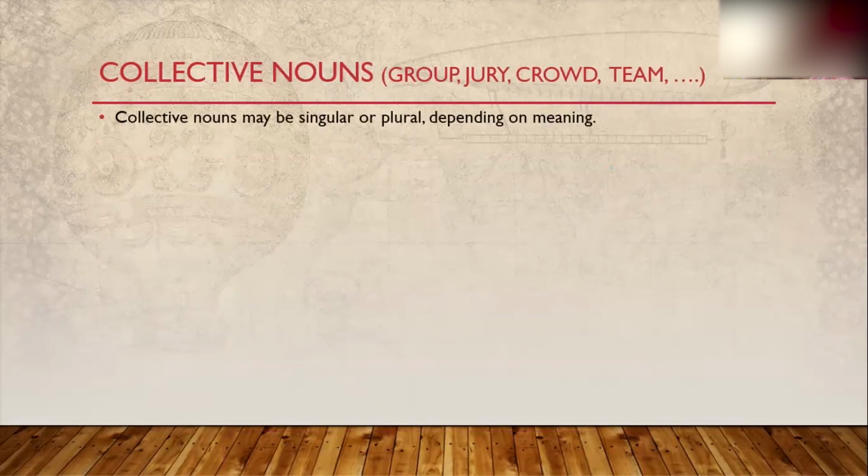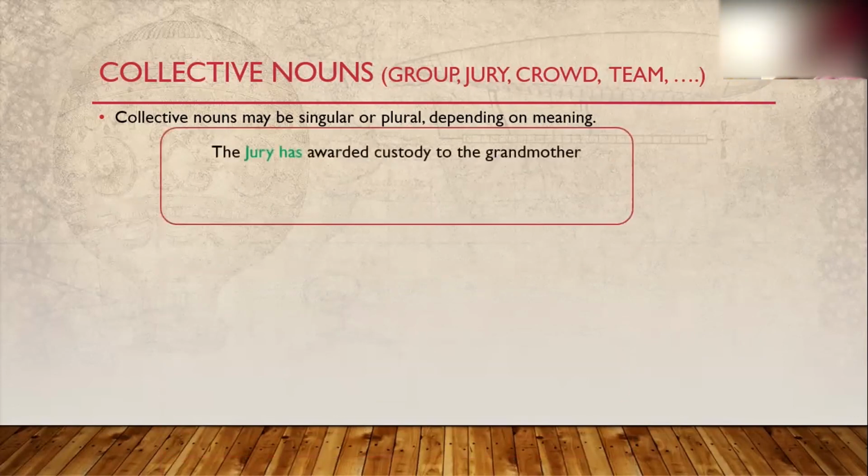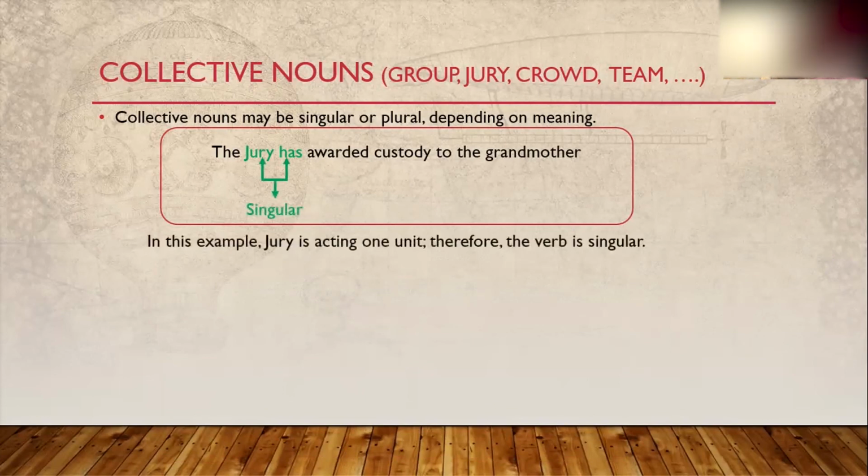Now, further moving on to the next topic, which is collective nouns. Collective nouns may be singular or plural depending on their meanings. For example, the jury has awarded custody to the grandmother. In this example, jury and has both are singular. So we see here that the jury is acting as one unit, therefore the verb is singular.